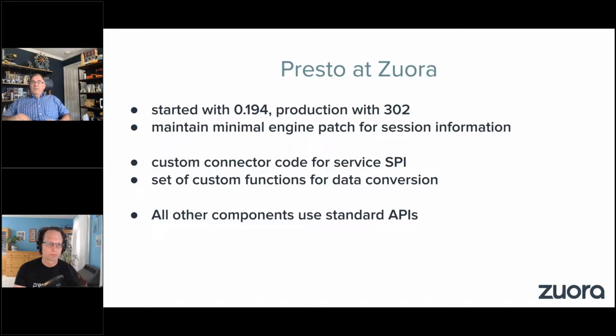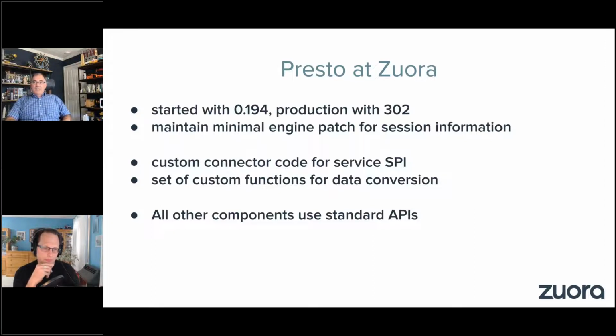So we started with 0.194 in early 2018. We went through various versions of the Presto engine. We went to production with version 3.02, so we transitioned from PrestoDB to PrestoSQL. We're maintaining a small patch within our system because we moved some information in the session around. We offered the patch back to the community, and we're still going back and forth whether it's the right thing to do or not. But we ultimately just maintain this small patch, and it's very portable. So that is not a big deal for us.